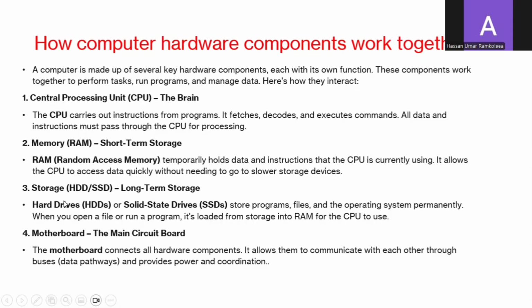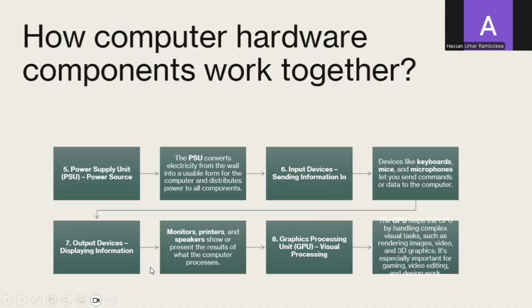And the third one is the storage, long-term storage. It stores programs, files, and the operating system permanently. When you open a file or run a program, it's loaded from storage into RAM for the CPU to use. And the fourth one is the motherboard, the main circuit board. It connects all hardware components. It allows them to communicate with each other through buses, data pathways, and provides power and coordination.